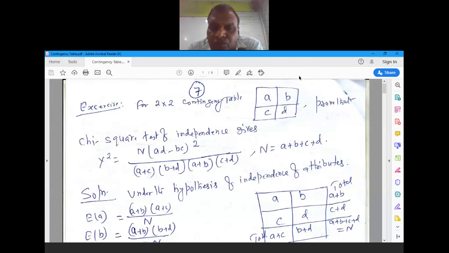So you have to show that in the 2 by 2 contingency table, that is a, b, c, d, chi-square is equal to N under bracket (ad minus bc) whole square, whole divided by (a plus c) into (b plus d) into (a plus b) into (c plus d), where N is equal to a plus b plus c plus d. Its proof is very simple. Now we'll see its proof.